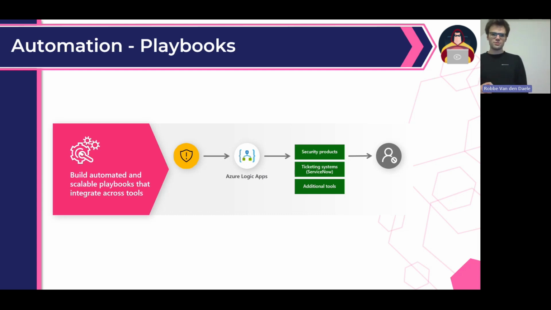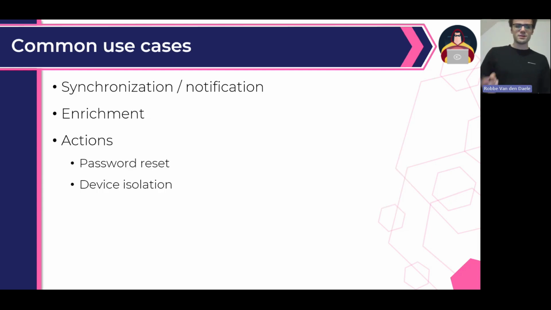There's a couple of automation use cases. One is synchronization, notification of incidents. If you receive a new incident in Sentinel, you might want to sync it to your ITSM tool. Additionally, we have enrichment. Enrichment means we have the existing incident and we want to add more details. This could be enrichment about the IP address, the user, history of the user, history of the device, just adding more context so the analyst has an immediate view on what's going on.